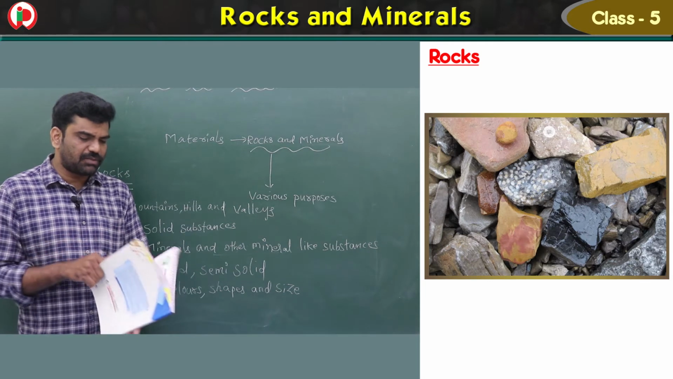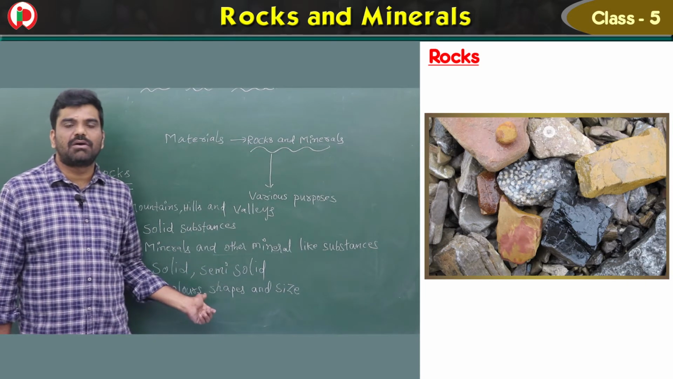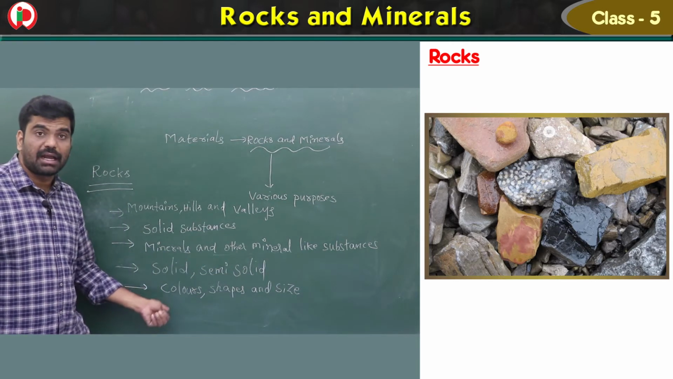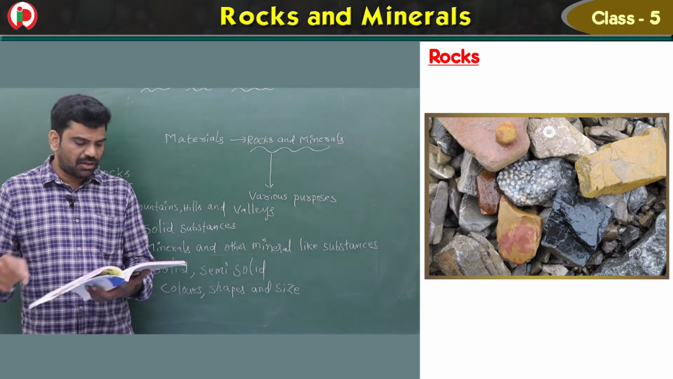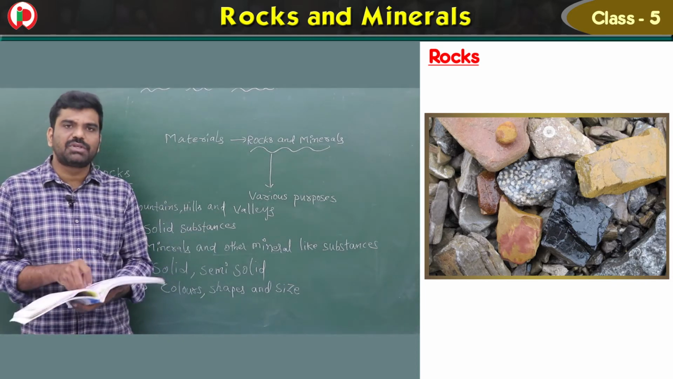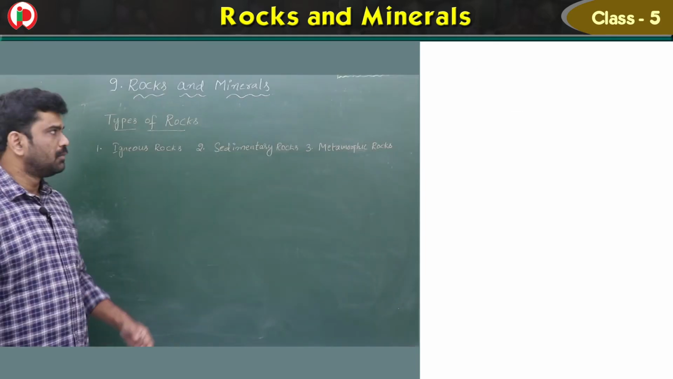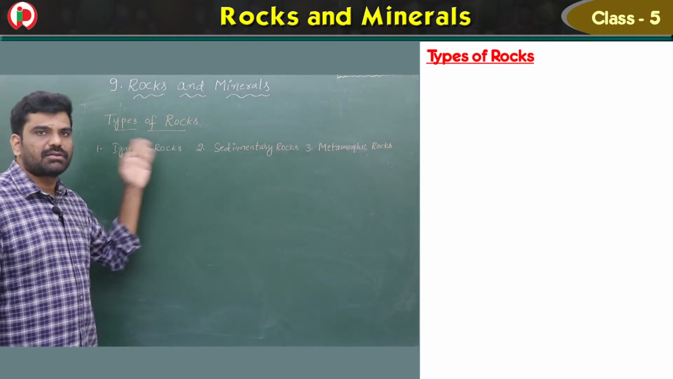There are different types of rocks found around the world, and some are solid and some are semi-solid. They can be of different colors, different shapes and different sizes. Now let's go for the types of rocks. Okay, children, now see the second concept, that is types of rocks.